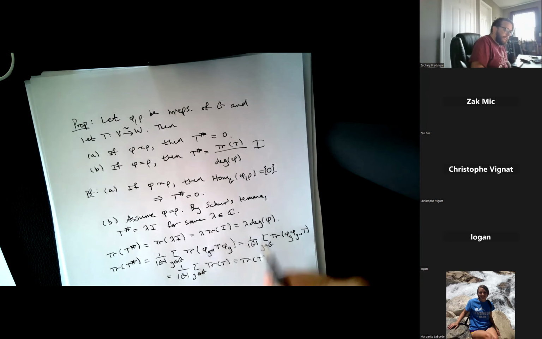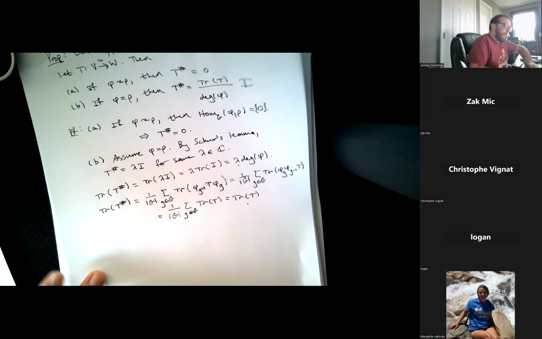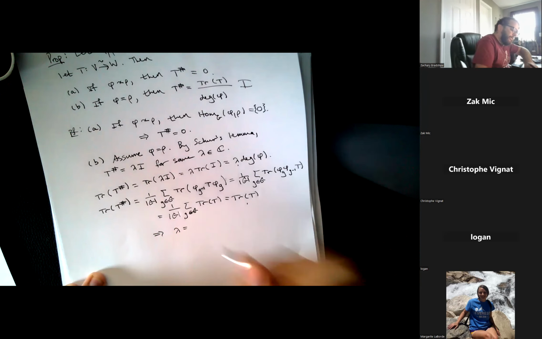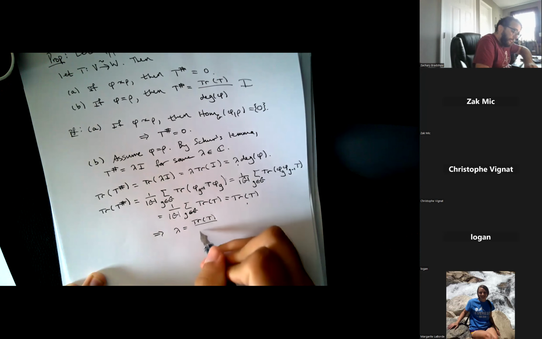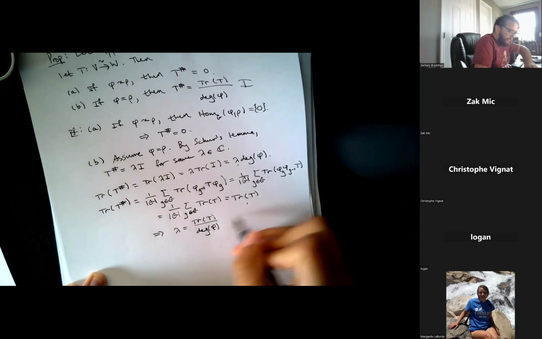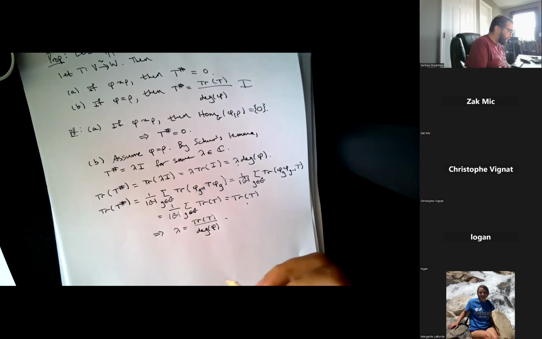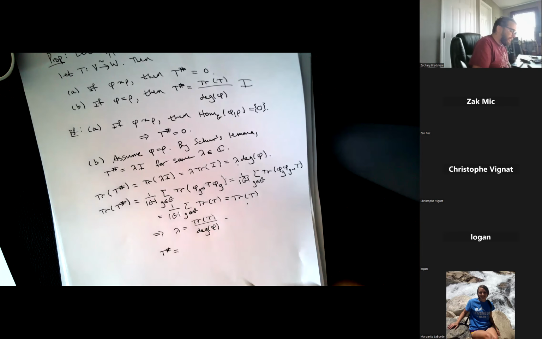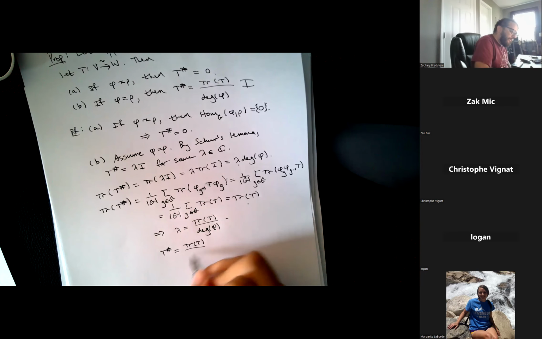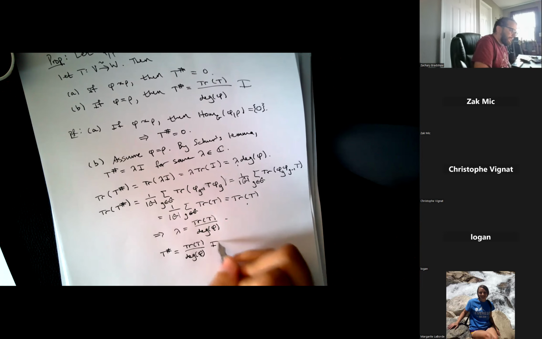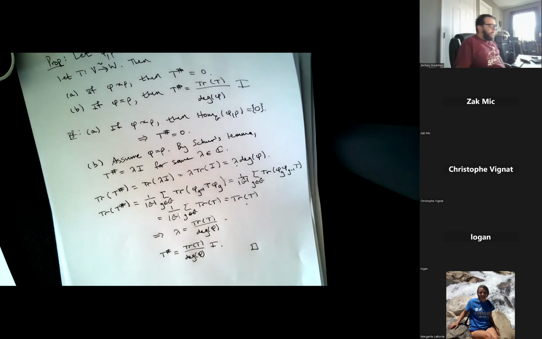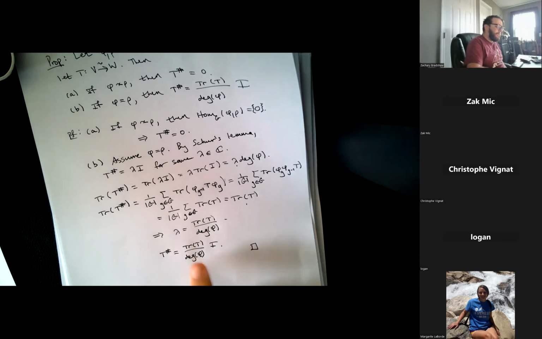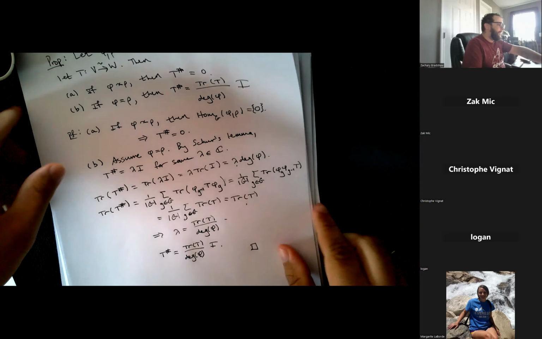So let's combine these two. We have that this and this are equal because they both come from the trace of t sharp. And so that implies that lambda is equal to the trace of t over the degree of phi. And so t sharp is equal to lambda I, which is the trace of t over the degree of phi times the identity. So that is where this constant comes from when you use that in quantum information theory.